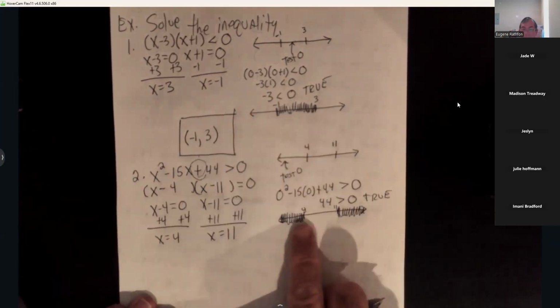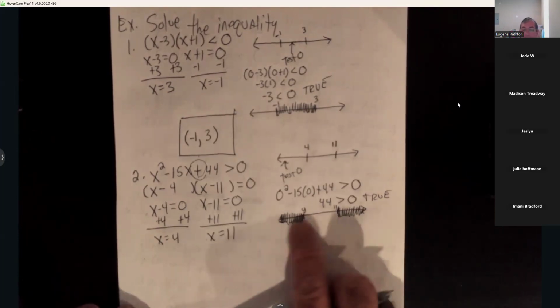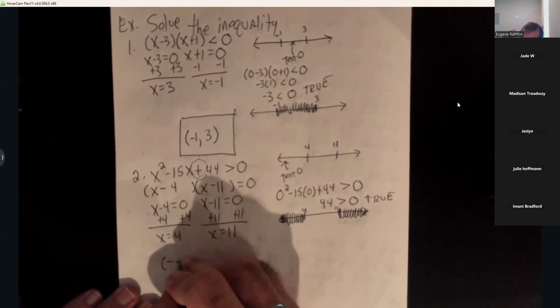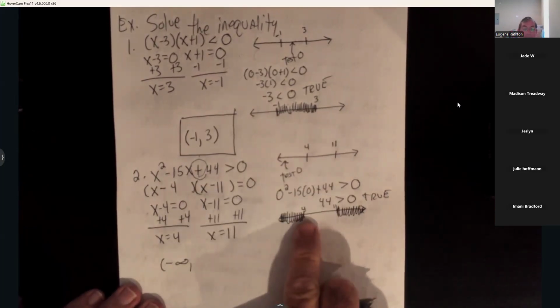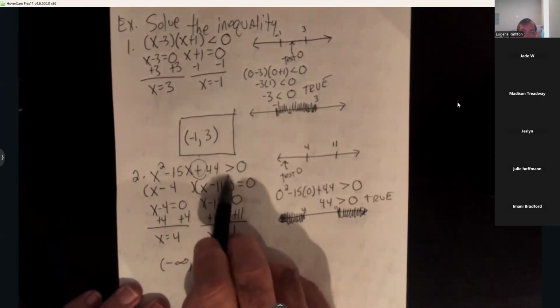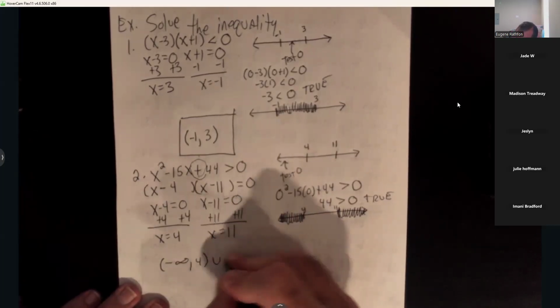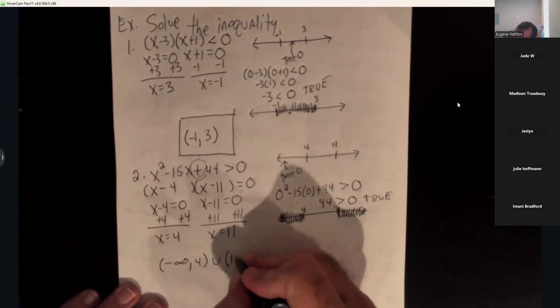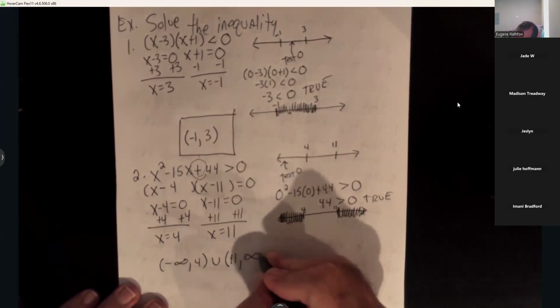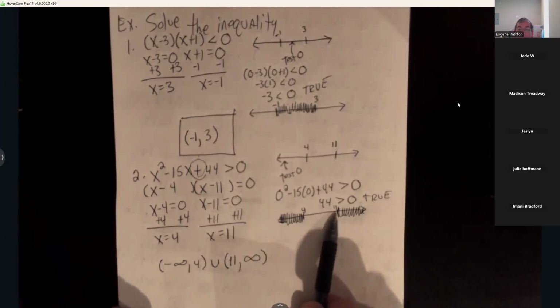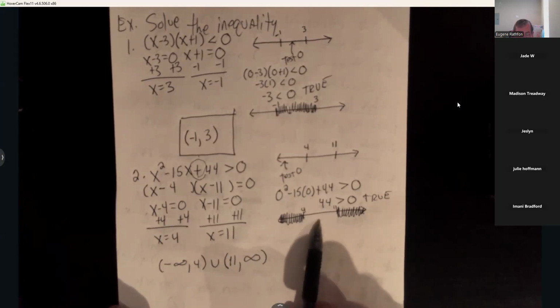All right. Now, since I got two intervals, this answer will be from negative infinity to positive 4, parentheses, because there's no equals, and then union that one from positive 11 to positive infinity. We cannot include the 4 to 11 sections because that was false. Okay?